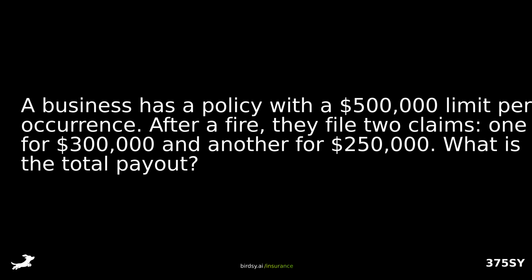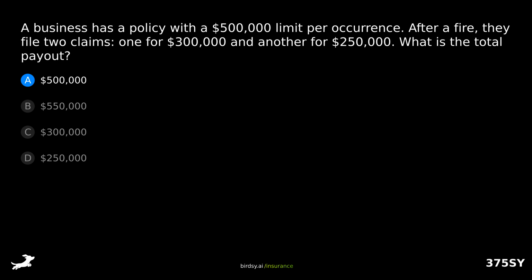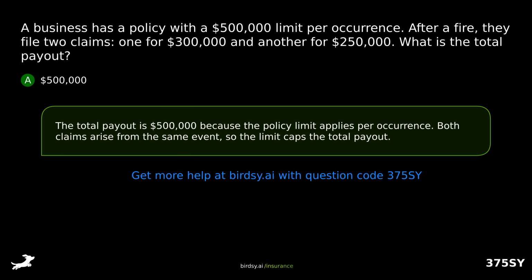A business has a policy with a $500,000 limit per occurrence. After a fire, they file two claims, one for $300,000 and another for $250,000. What is the total payout? Is it A, $500,000, B, $550,000, C, $300,000, or D, $250,000? The answer is A, $500,000. The total payout is $500,000 because the policy limit applies per occurrence. Both claims arise from the same event, so the limit caps the total payout.